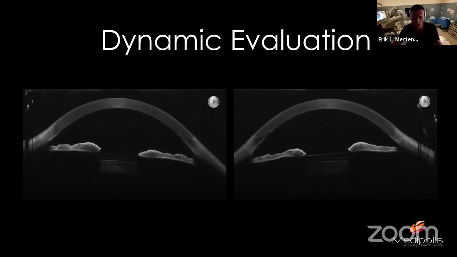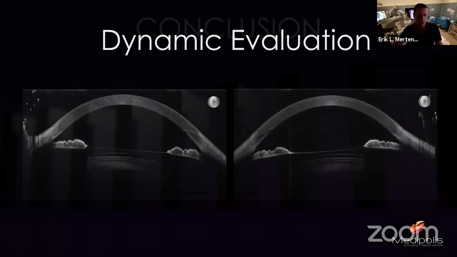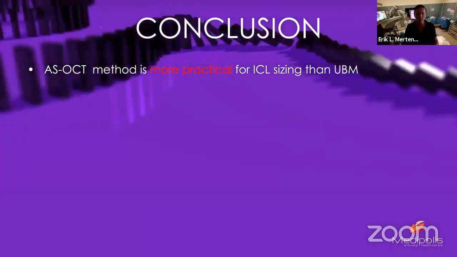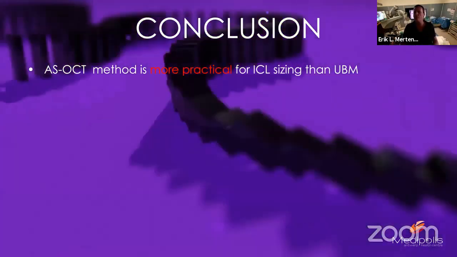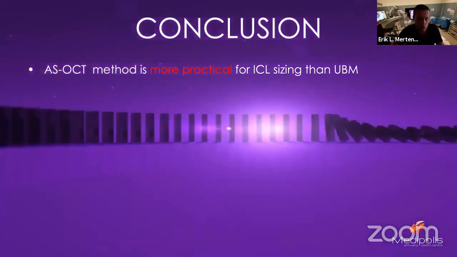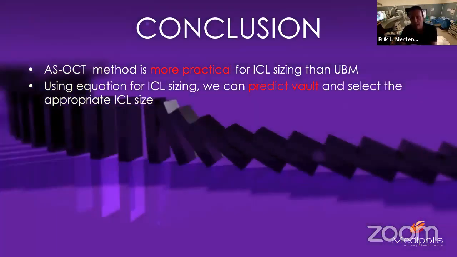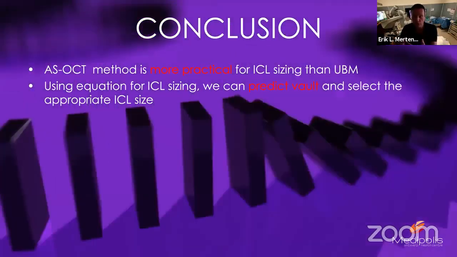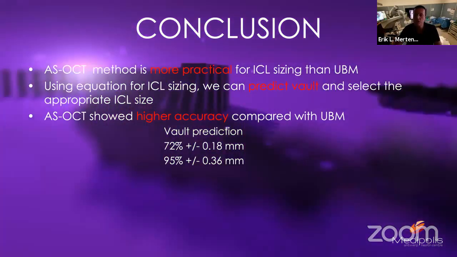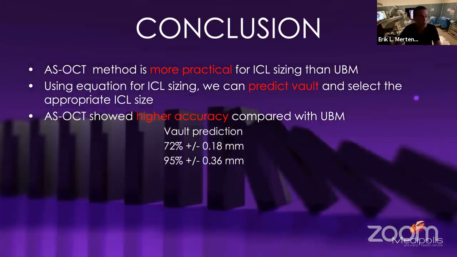And you can evaluate, even with pupil constriction, with this instrument how the vault changes towards the crystalline lens. So in conclusion, this OCT method is more practical for ICL sizing than UBM because you don't need the water and so on to do the measurement. The equation for ICL sizing we used with Nakamura is even more appropriate to select the size and more accurate. We had an accuracy of the vault prediction, 72% was within 0.18 millimeters and 95% was within 0.36 millimeters.